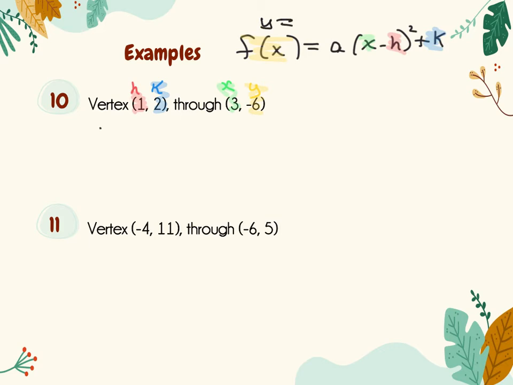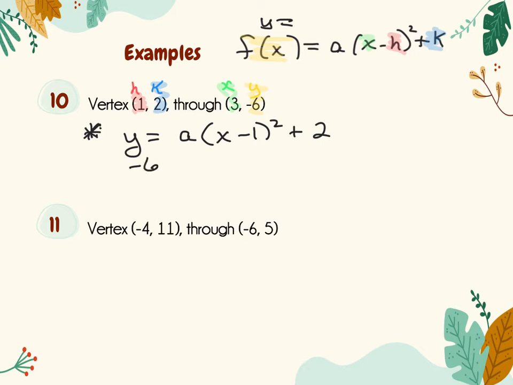First, I'm just going to replace the vertex. So y equals, I'm going to leave the a, x minus 1 squared plus 2. The reason why I just wanted to write it like this first is because after I find a, I'm going to go back to this, and then I'm just going to take out the letter a. So now let's go ahead and replace x and y and solve for a.